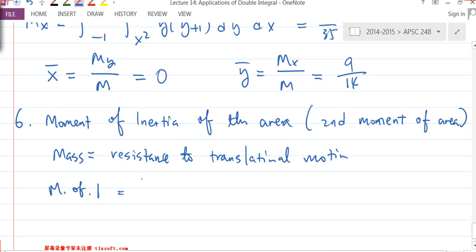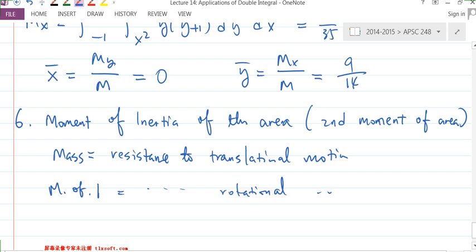If you want to cause a translational motion of an object, you apply a force. If it's a heavy object, you have to apply a bigger force. If you want to cause a certain rotation, you have to apply not a force anymore, but a torque. If it's a big object with a big moment of inertia, you have to apply a bigger value of torque. So basically, it's resistance to rotational motion. That's moment of inertia.